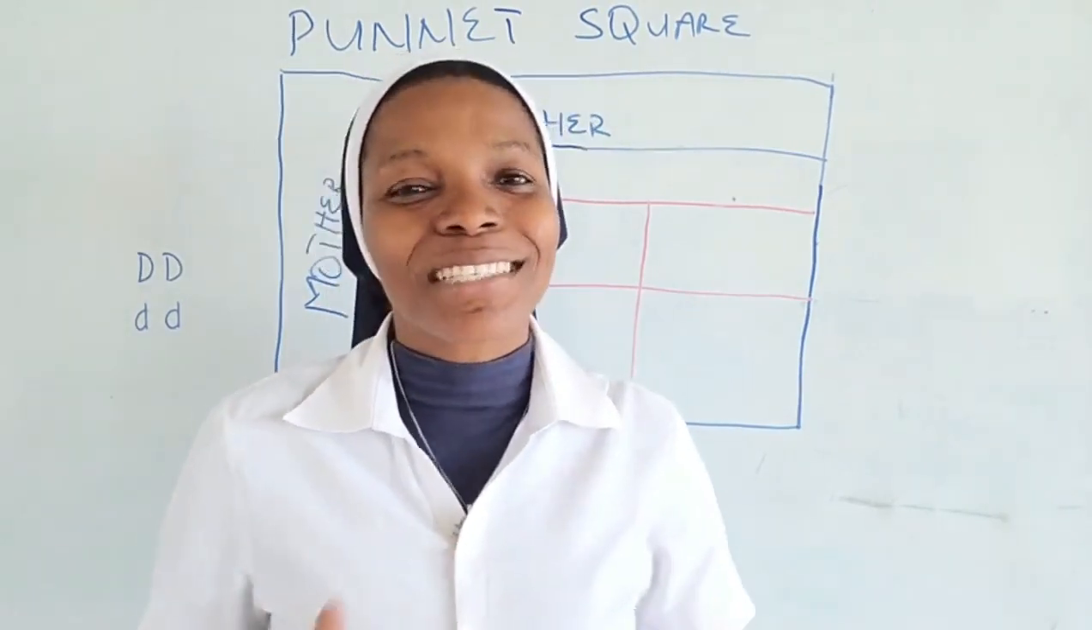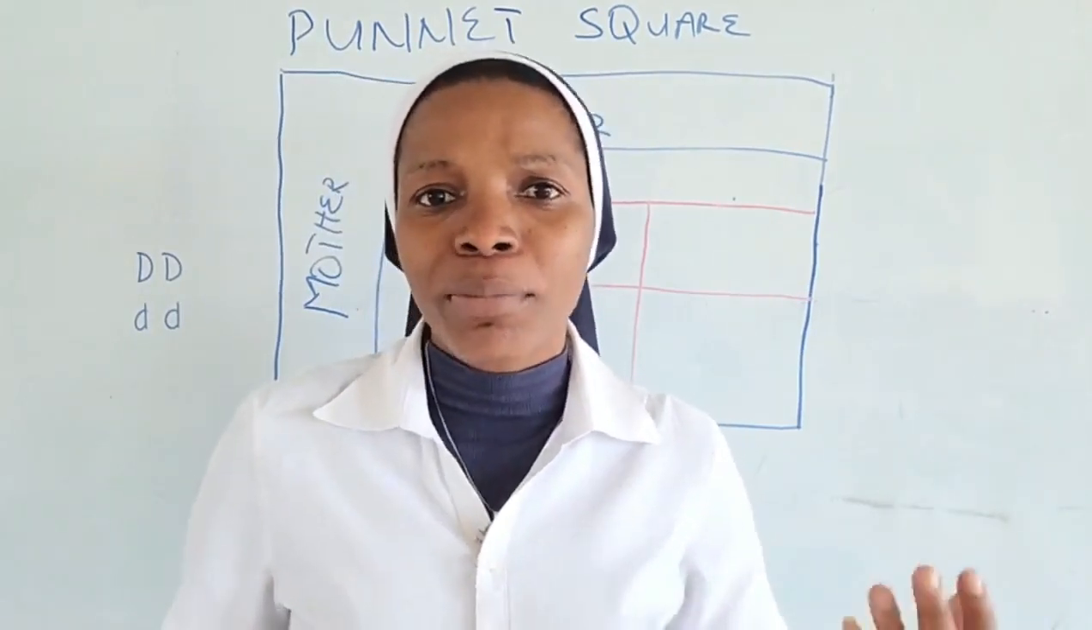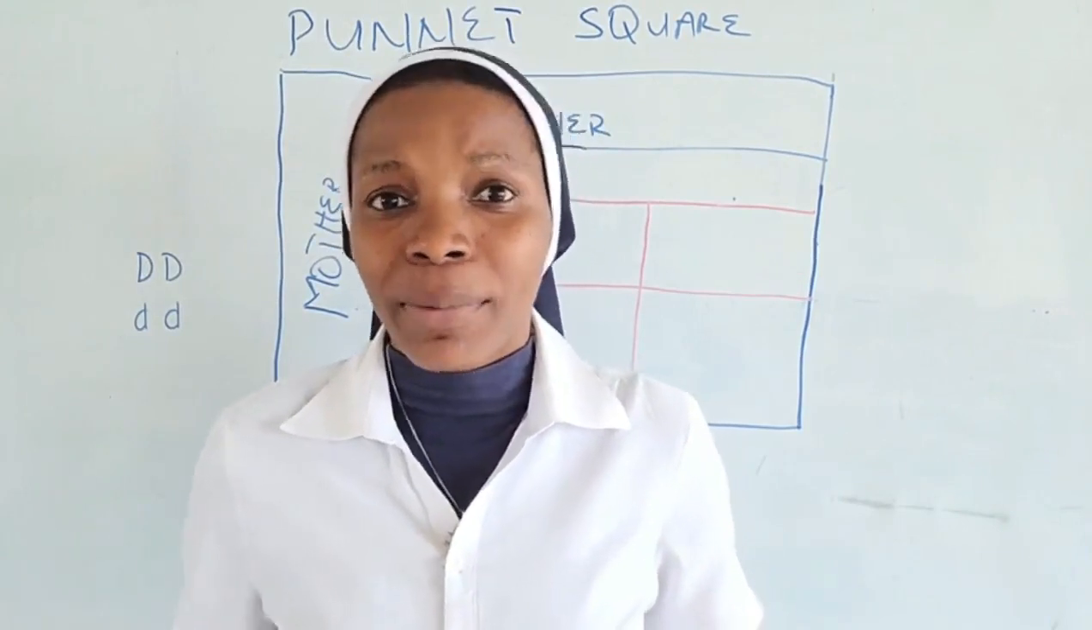The answer is yes. It is very much possible for a parent to have A blood type, maybe the father, and the mother has the B blood type, and they give birth to a child who is O positive.